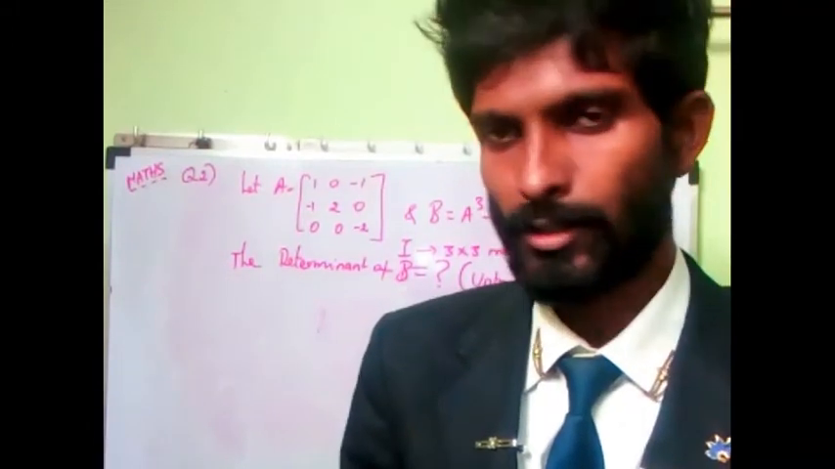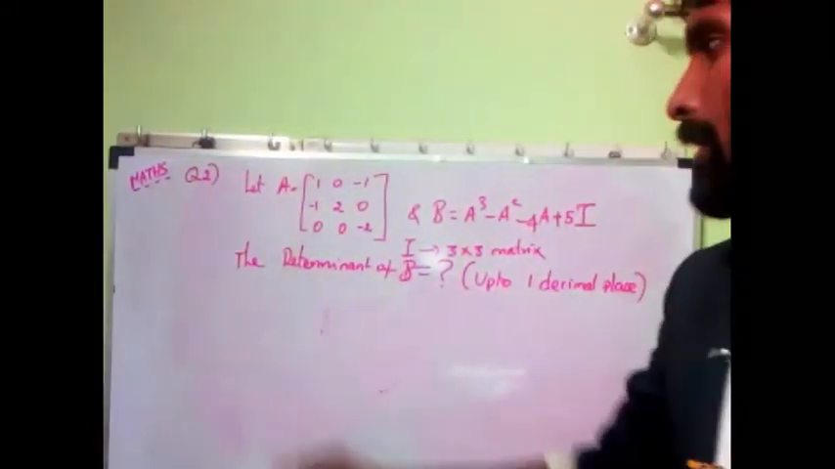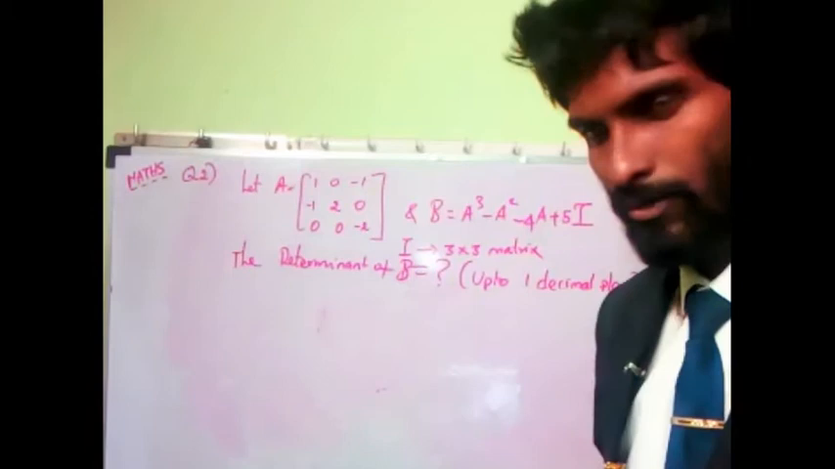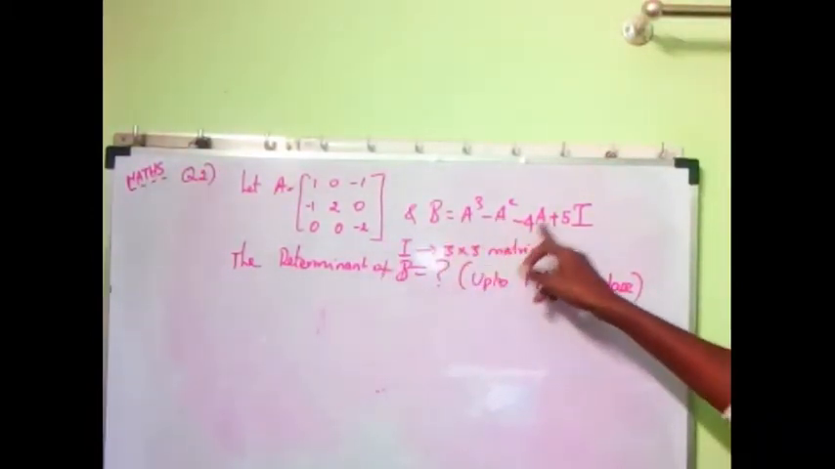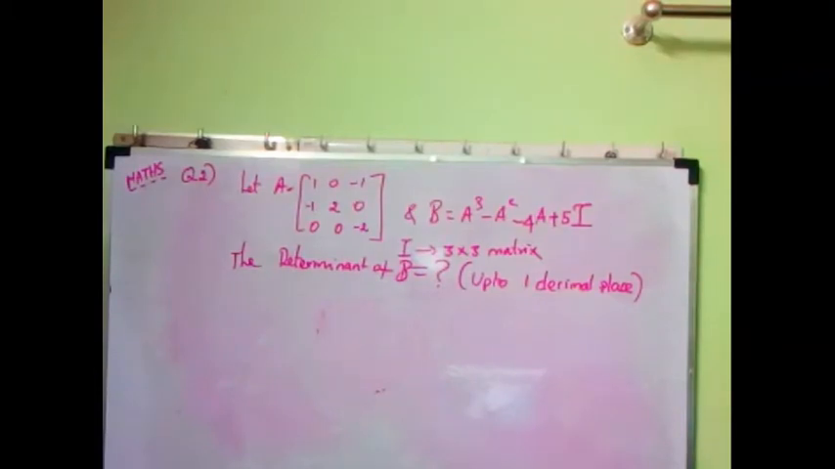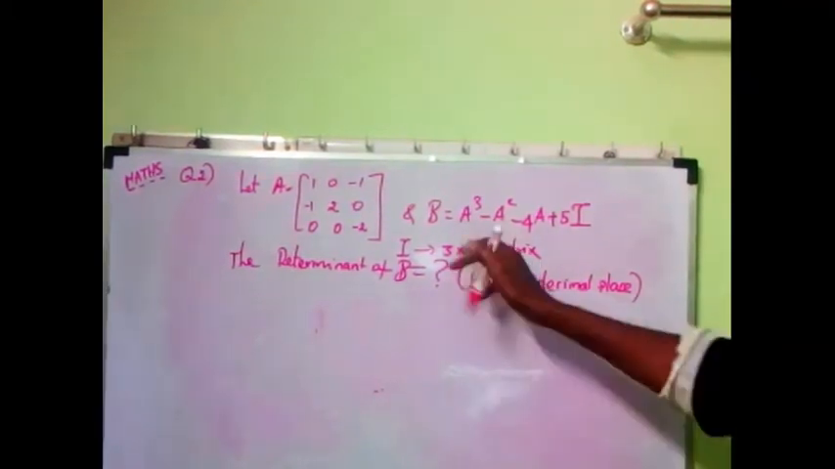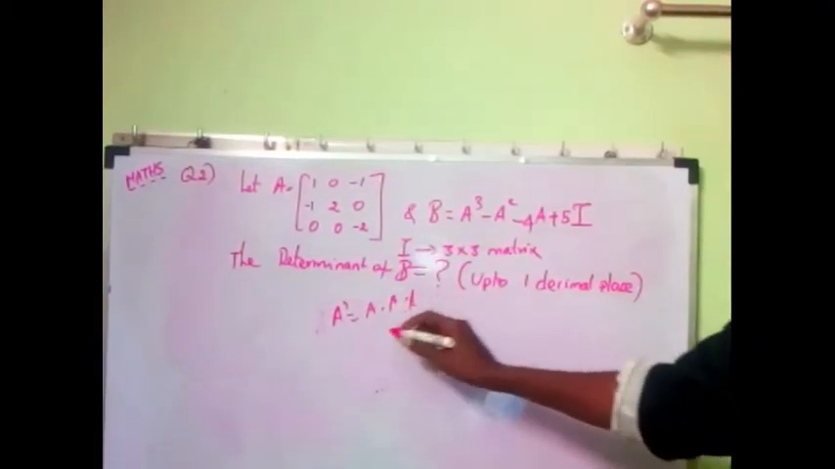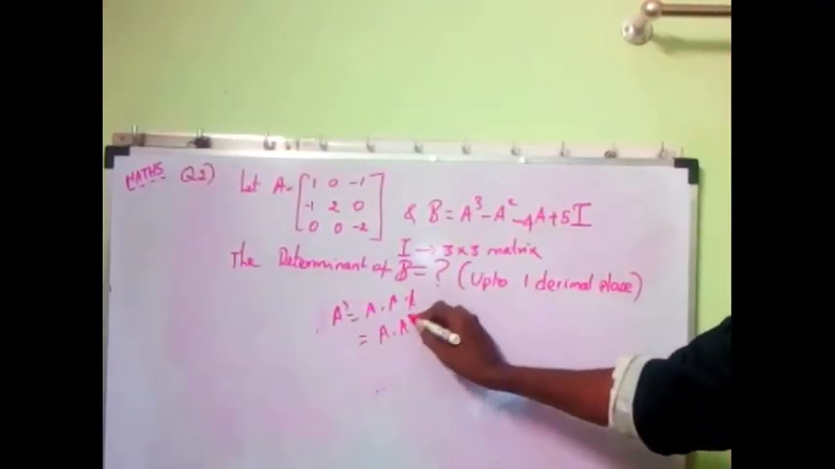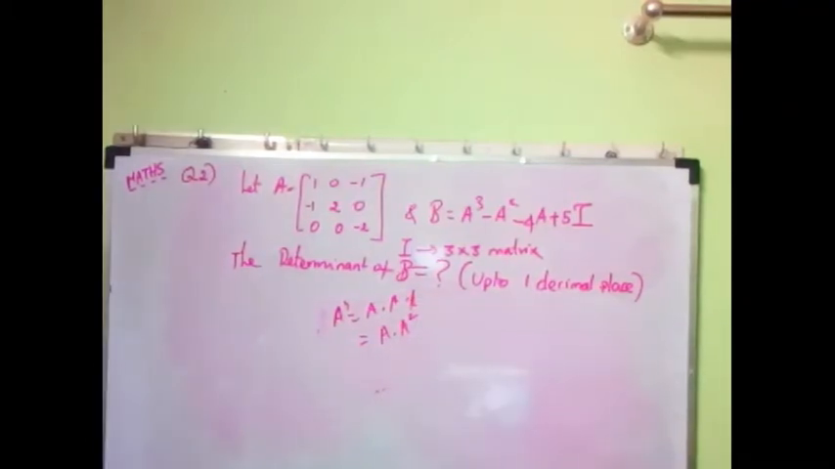And now we just go to the question. So A is a given matrix, and B is equal to A cube minus A square minus 4A plus 5I. Okay, so here A cube means what? A cube represents A into A into A. So it could be equal to A into A square. Otherwise you can write A square into A, no problem.